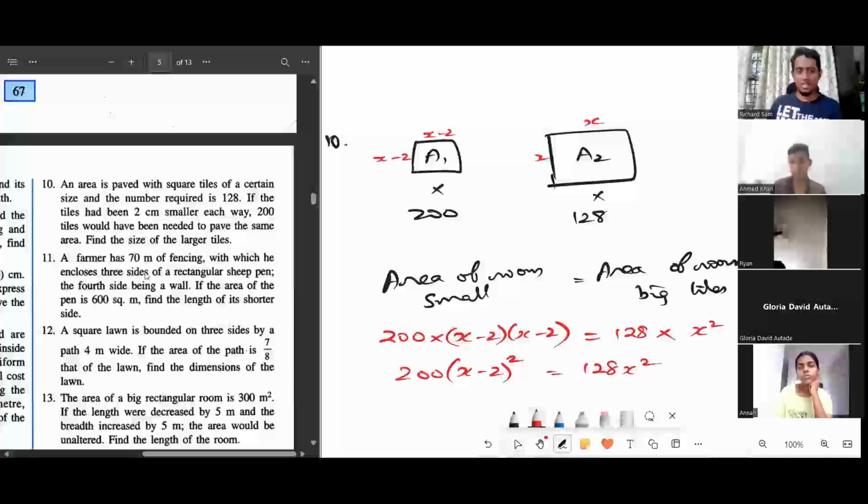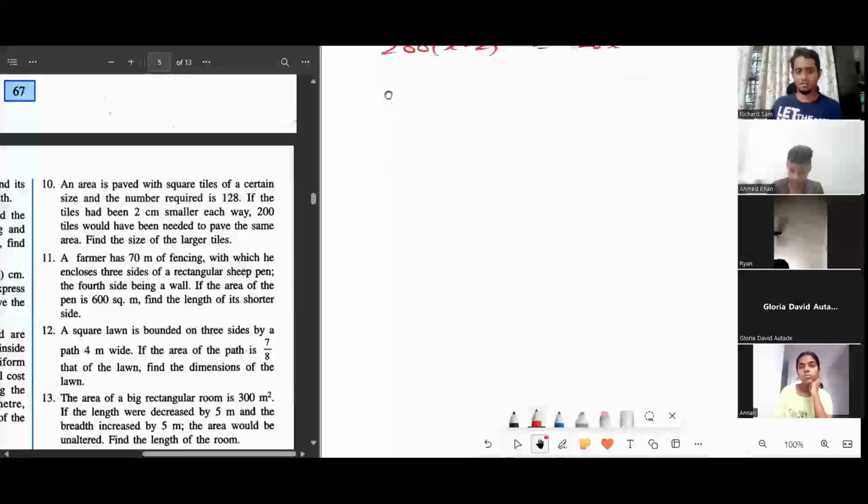Okay, 11th question. A farmer has 70 meters of fencing. The length of the fence that he has is 70 meters, which means he can cover borders worth 70 meters, with which he encloses 3 sides of a rectangular sheep pen. You know, where the sheep stays, called a sheep pen. The 4th side is a wall. So one side is a wall and only 3 sides have to be fenced.